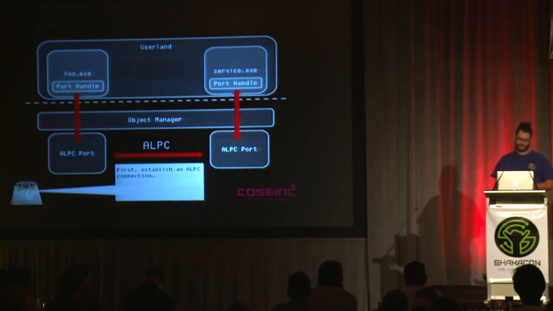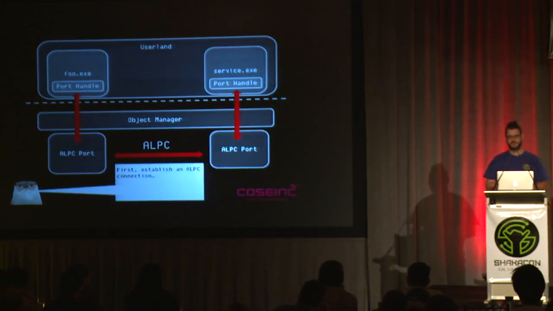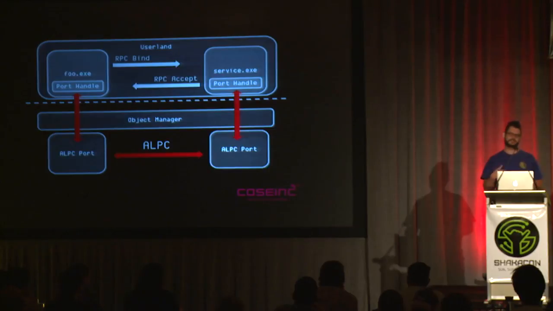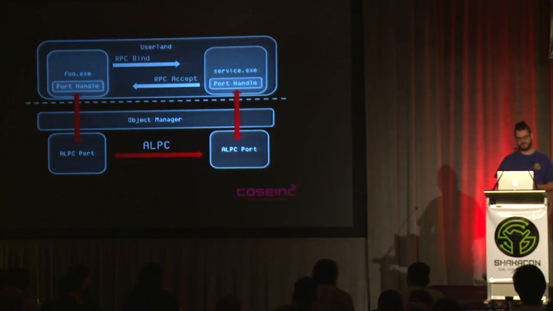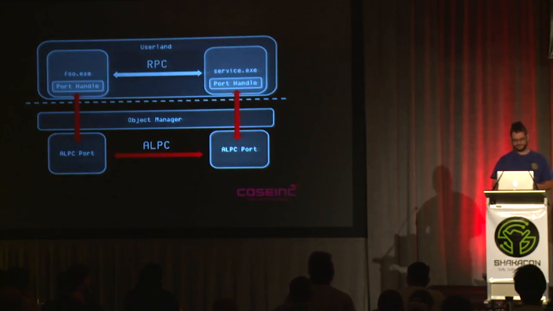An ALPC port is a kernel object. I don't get to touch it directly. All I get is a number that I can pass to my syscall that references this handle. The whole connection inside is completely kernel internal. So once I've established an ALPC connection, now I can send on top of that an RPC bind and get an RPC accept. But ALPC is a lower level than all of that.